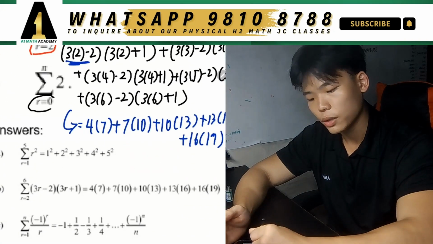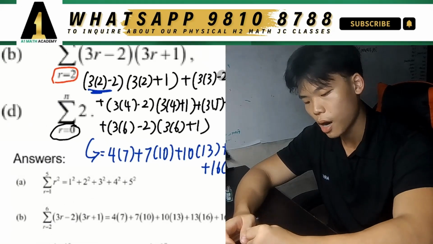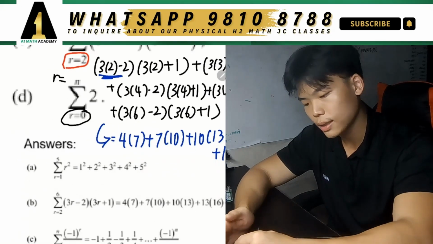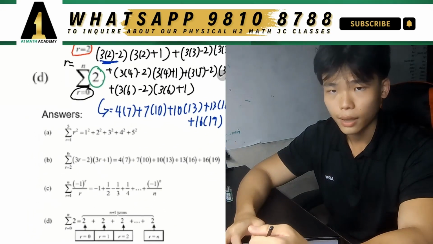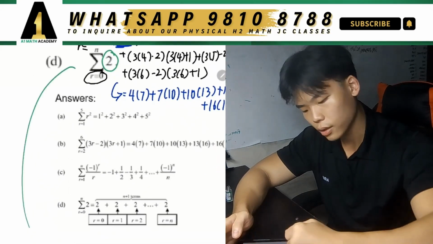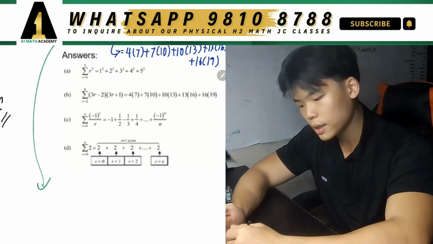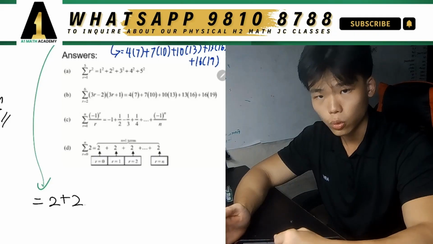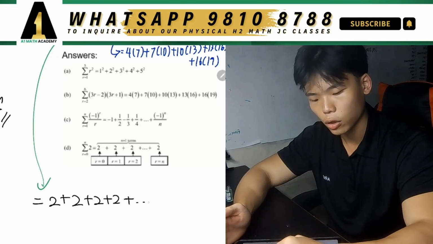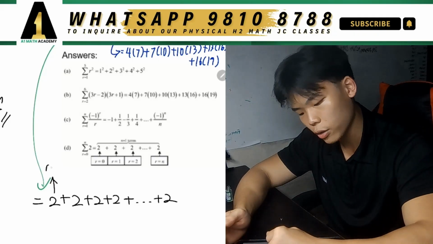We have r equals to 0, and we go all the way until r equals to n. Now, notice that for the general term over here, there is no r. So what does this mean for us, right? So for part D over here, I'm just going to write the answer below here. What this means is that we are essentially taking 2 plus 2 plus 2 plus 2 plus dot dot dot plus 2.